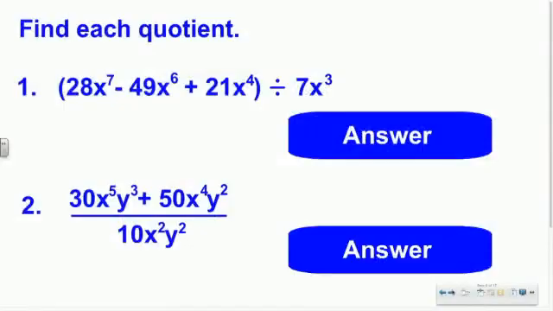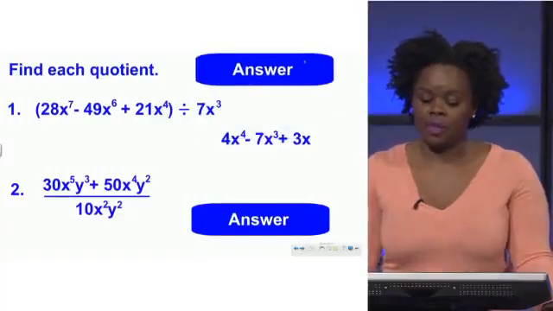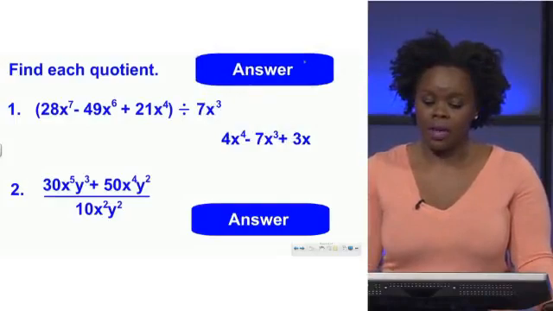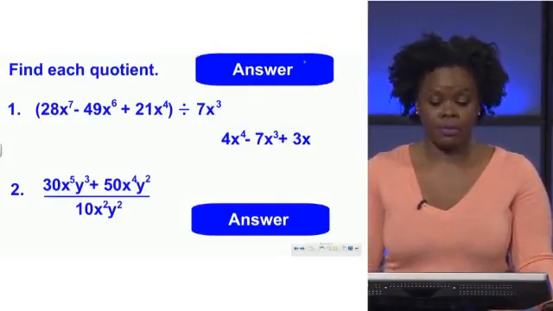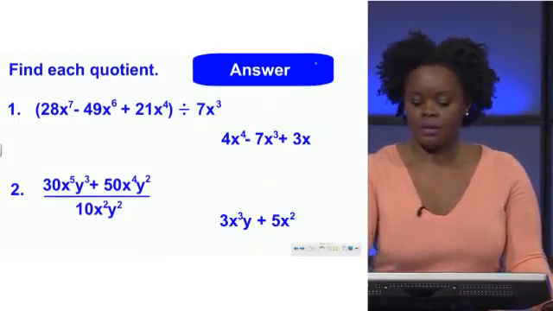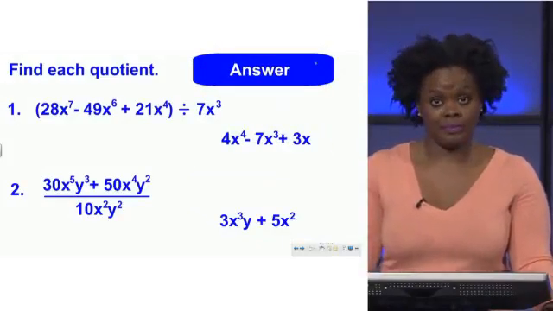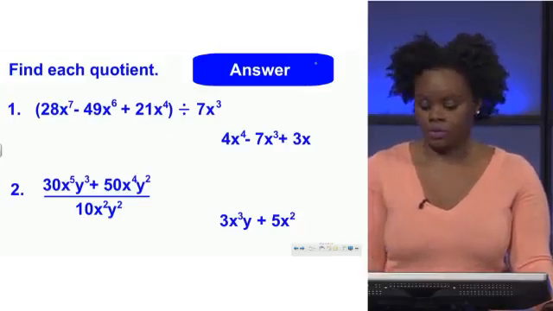All right, let's see how you did. Get my little pointer tool, I can move these out of the way. So for the first one, your answer should have been 4x to the 4th minus 7x cubed plus 3x. And for the second one, 3x cubed y plus 5x squared. Now, if you want to see how I got those, stay with me, and I'll show you.